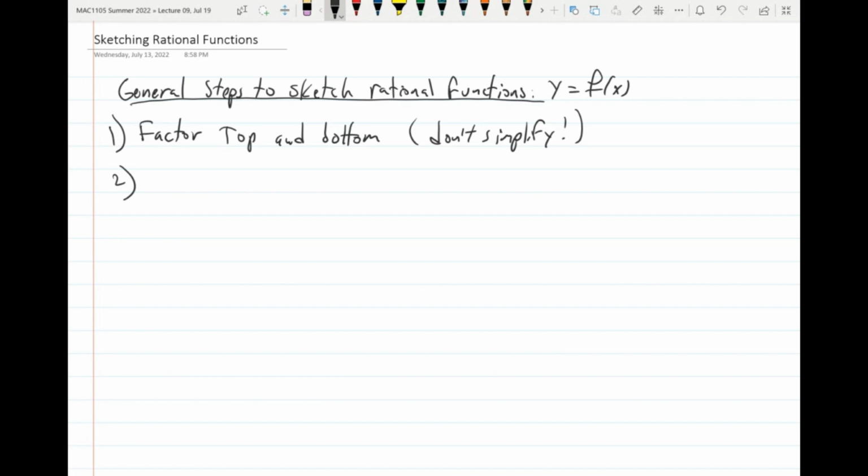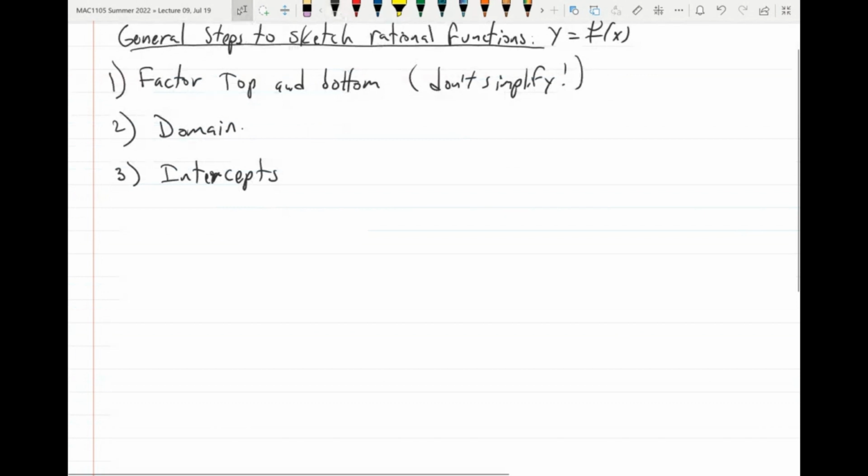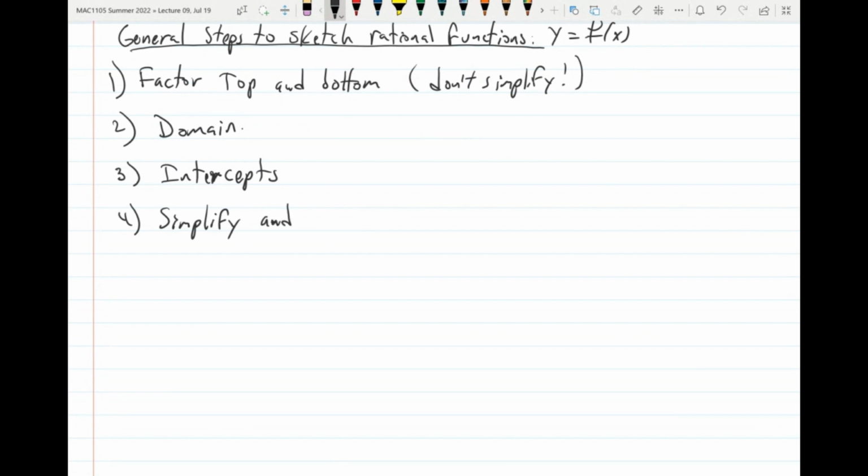Like for example, it's very easy to answer the domain. So find the domain. It's also very easy to find the intercepts. So find the intercepts. Then after that, simplify and determine if there are holes.